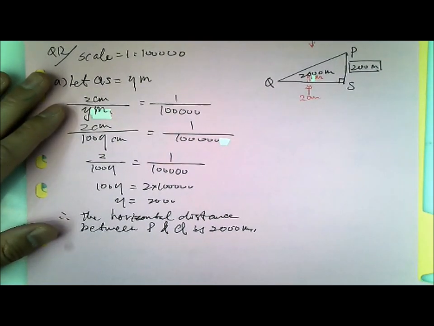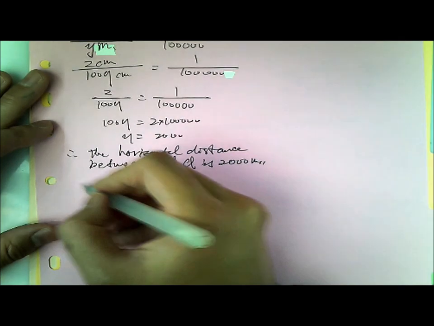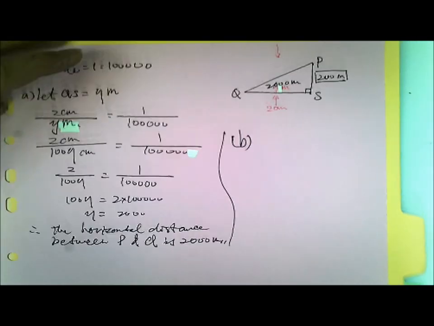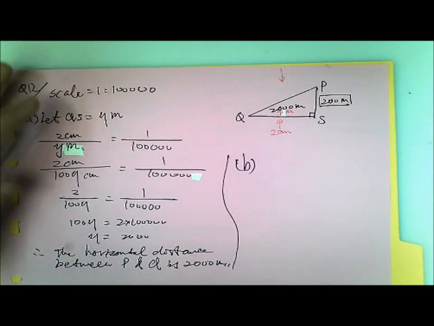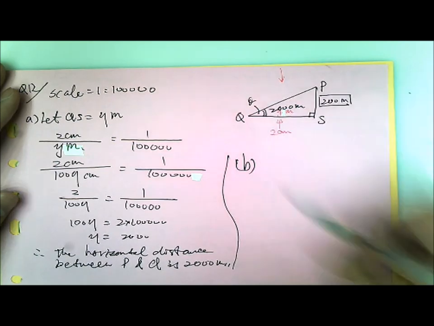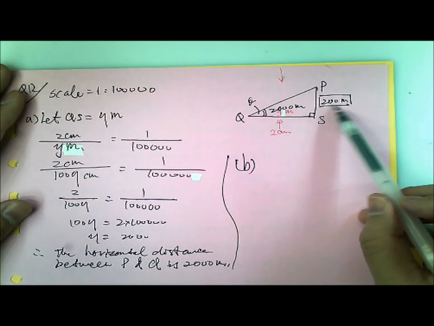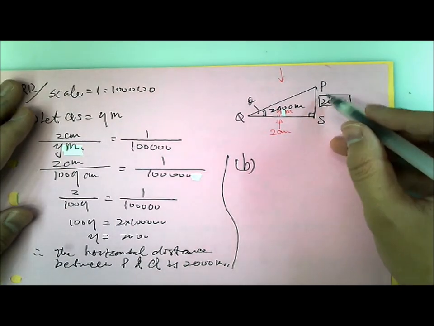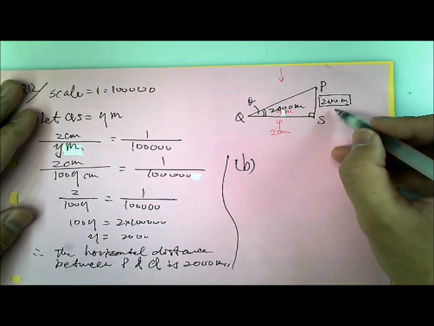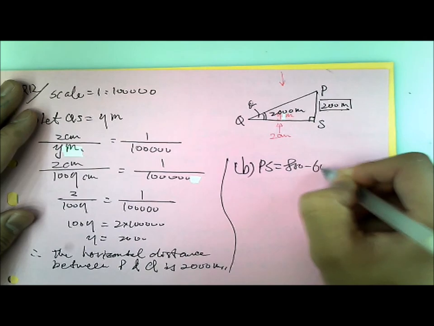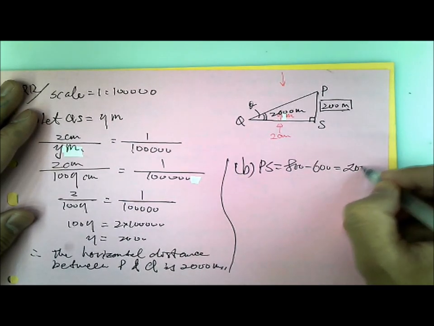So this is part A, and go to part B. Part B are right here. So you have to find what? The inclination of PQ, right? So inclination meaning the angle, okay? Theta. So here you have 200 m, and then 2000. You can just calculate, right? But first, we don't know how to find this, okay? How to get this? You have to show, okay? PS equal to 800 minus 600 equal to 200 m.